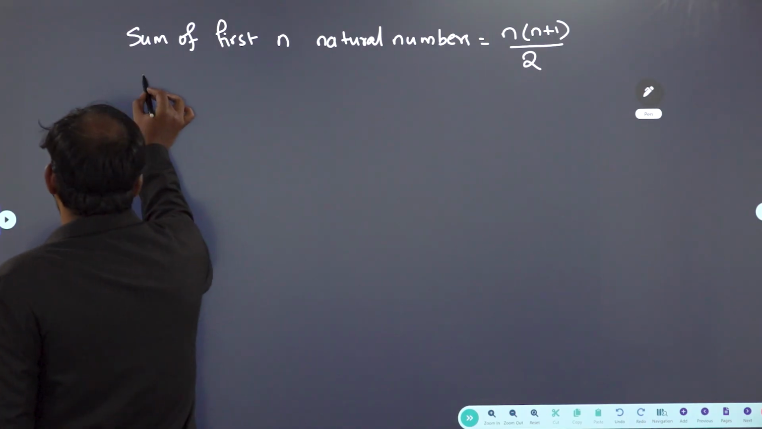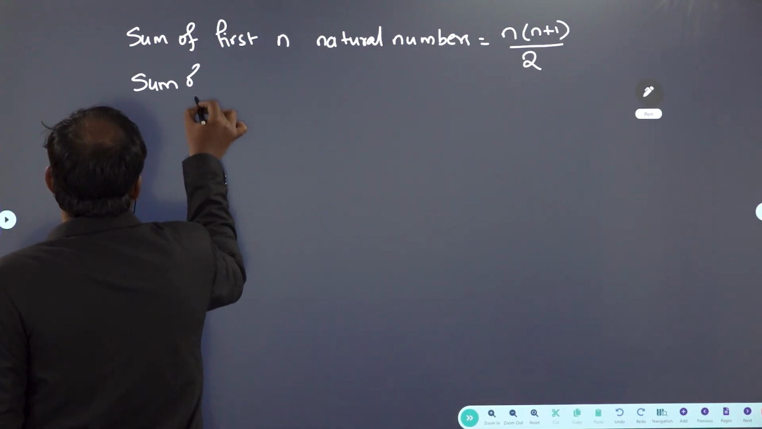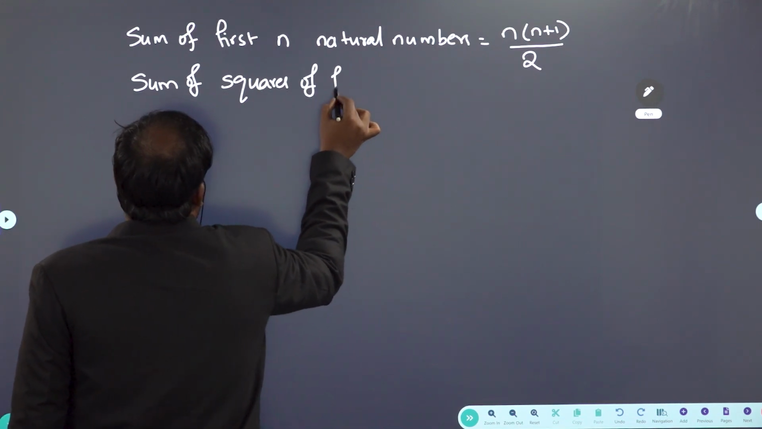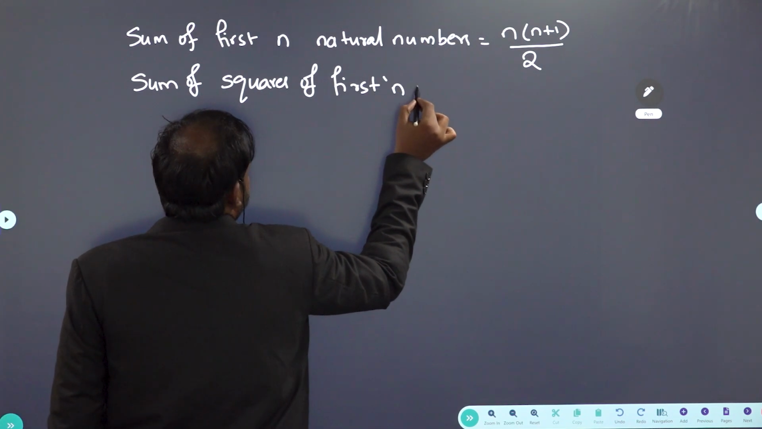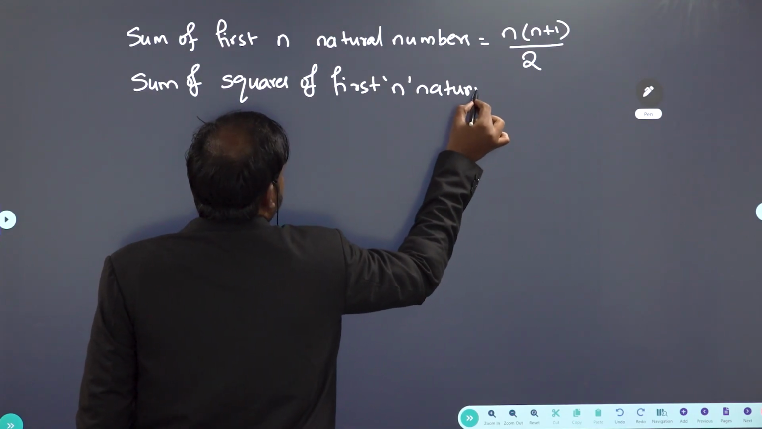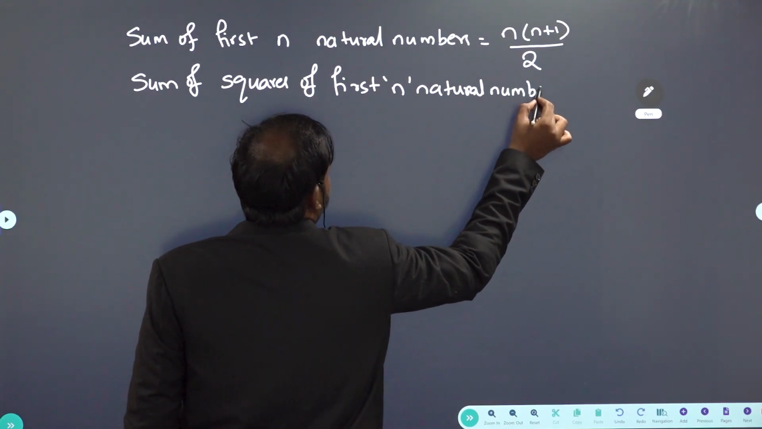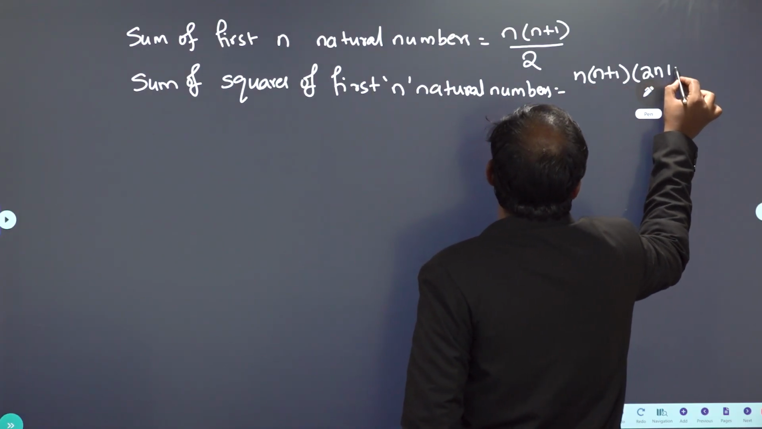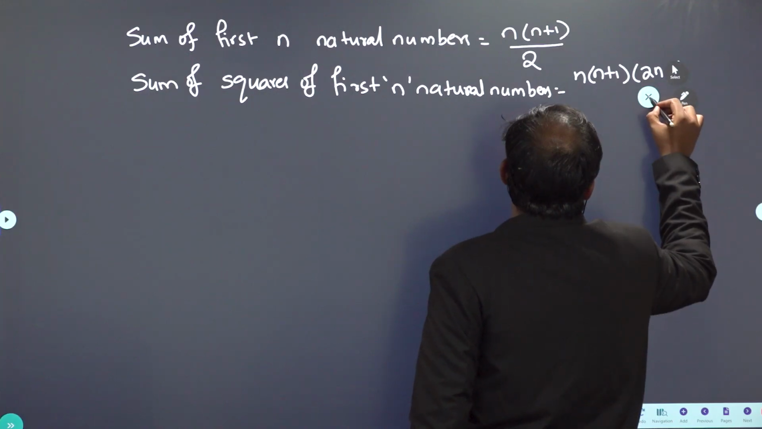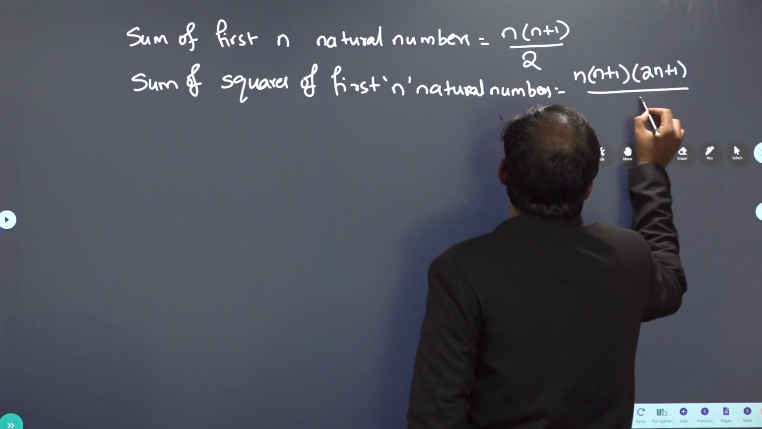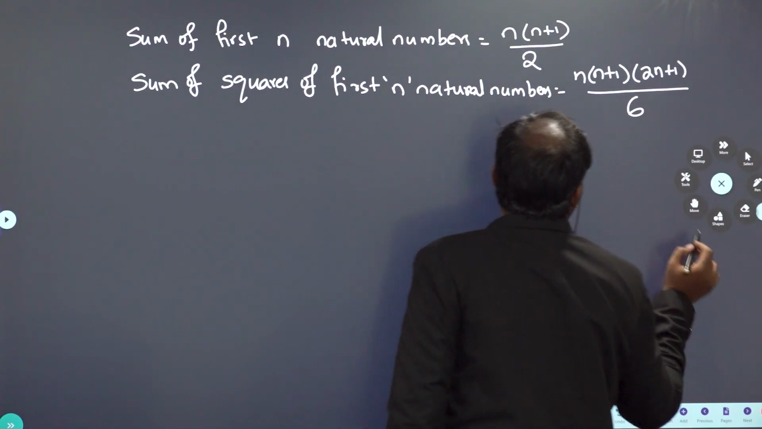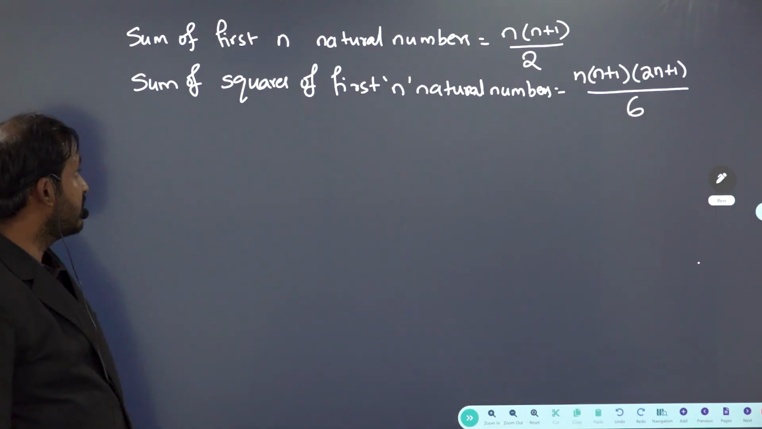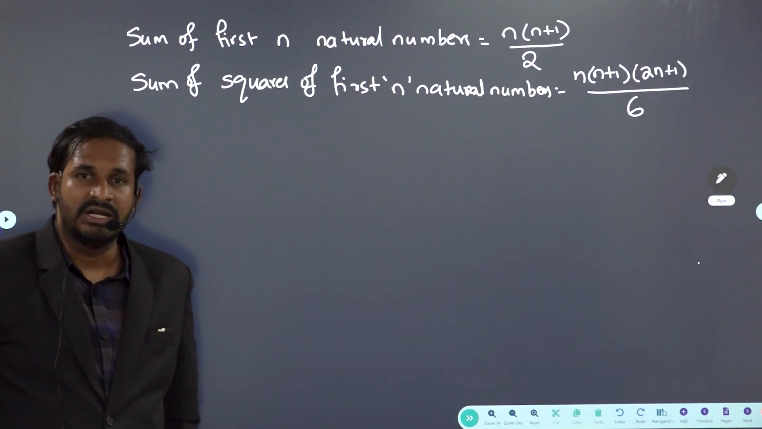Similarly, the sum of squares of first n natural numbers is equal to n into n plus 1 into 2n plus 1 by 6. This is the formula for the sum of squares of the first n natural numbers.